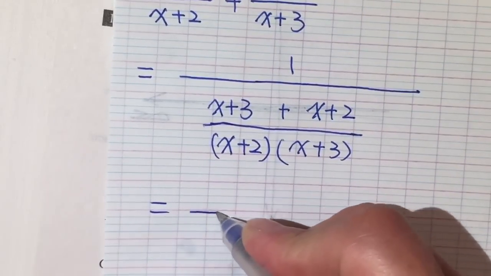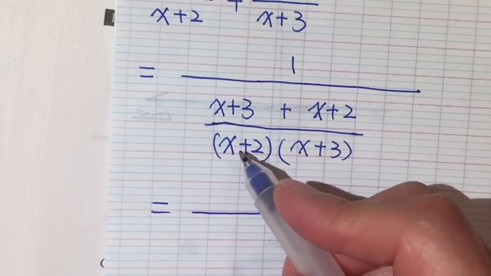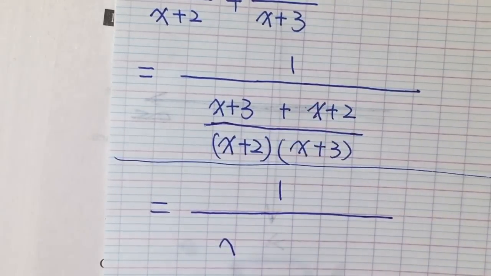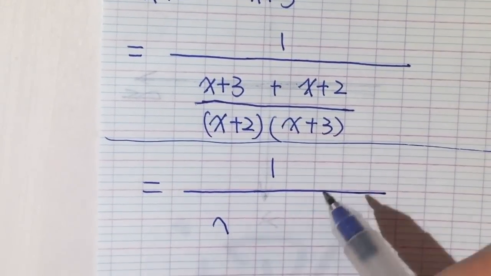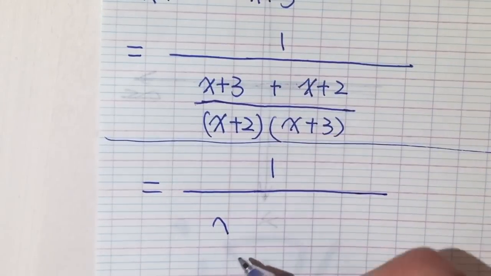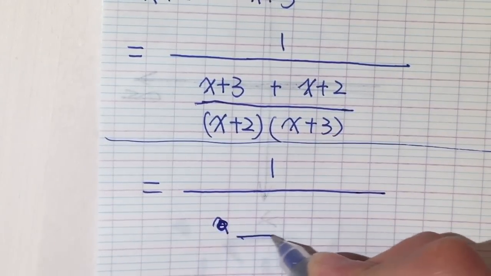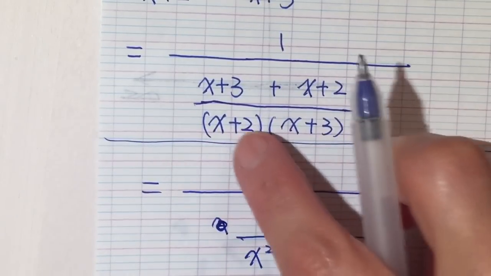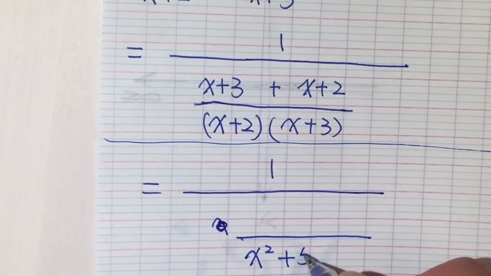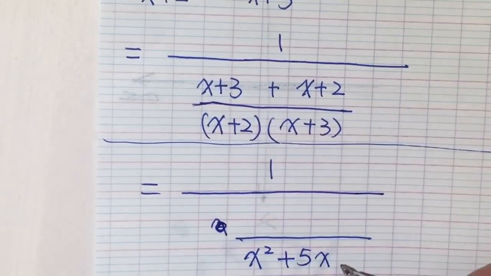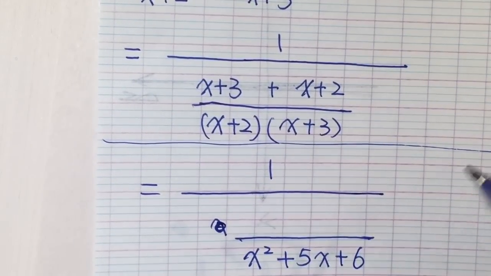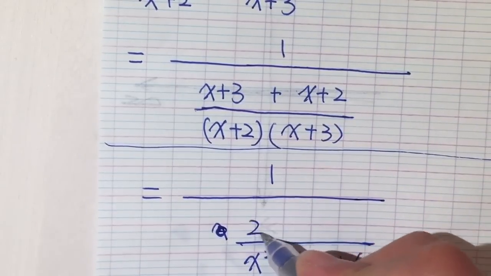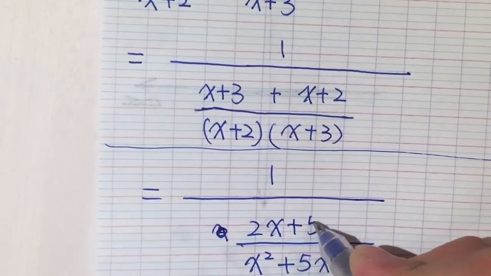Okay, keep on. We still copy this, this is 1 over, we copy it. And on the bottom, it becomes x squared, x times x, plus 2x and 3x is 5x, plus 2 times 3 is 6. And on this part it is 2x plus 5.